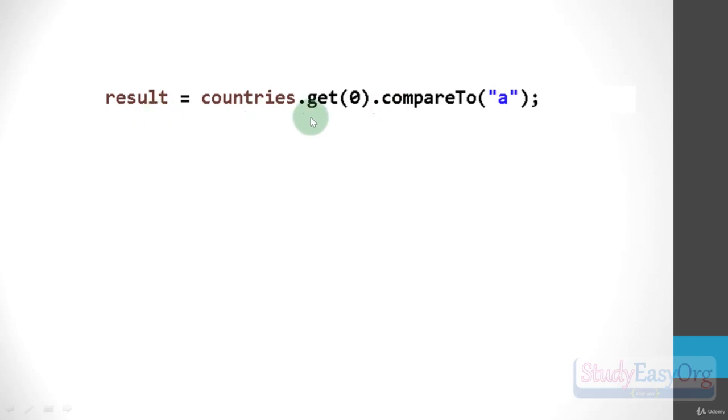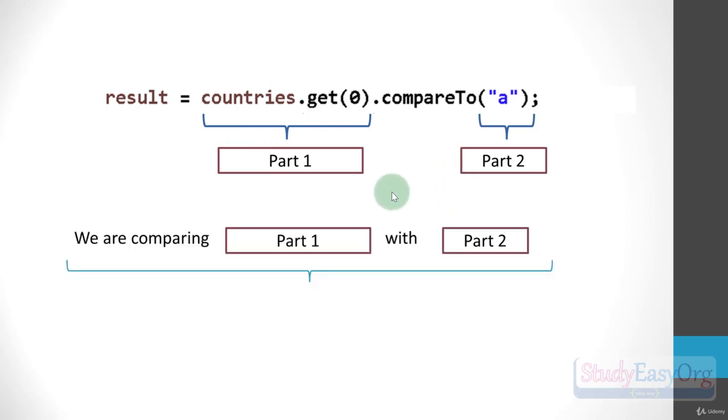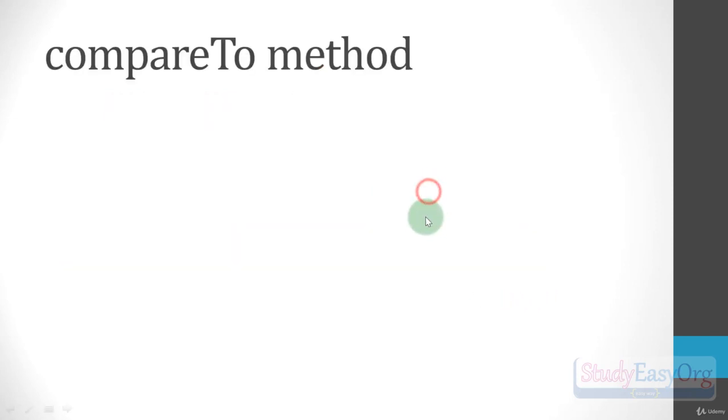Now for example, here is the line of code where we are comparing A with A, and we are storing the result in this variable result. So here is part 1, which is before the compareTo method, and then we have part 2, which we are passing as the parameter of the compareTo method, the second party of the compare method. So part 1 is the first party, part 2 is the second party, and we are comparing part 1 with part 2. Now moving forward, let us check what should be the expected output.